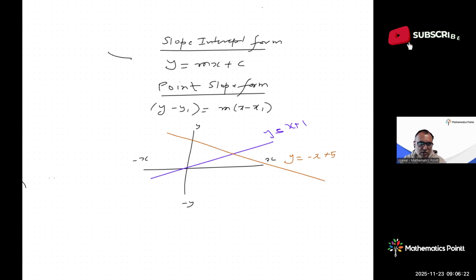Now, if you look at what's happening here, these two straight lines are intersecting at a point. Good morning, Shaban. So these two lines are intersecting at a point. They cut at one single point.